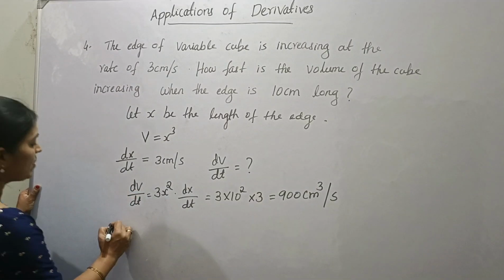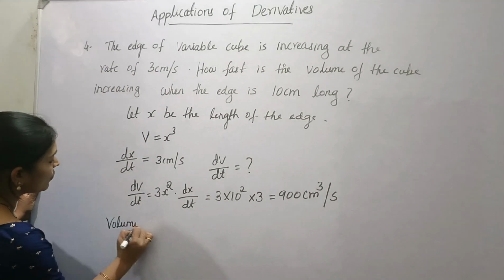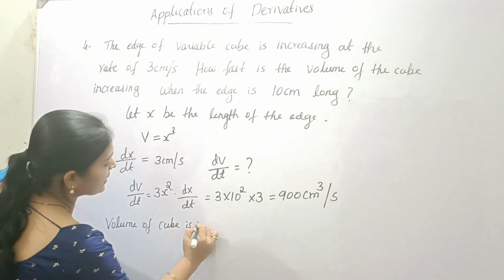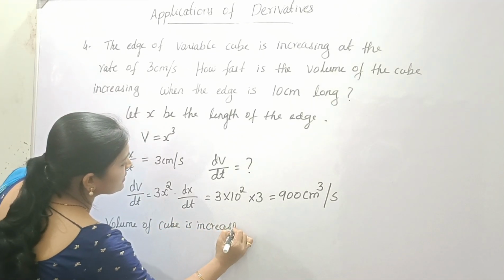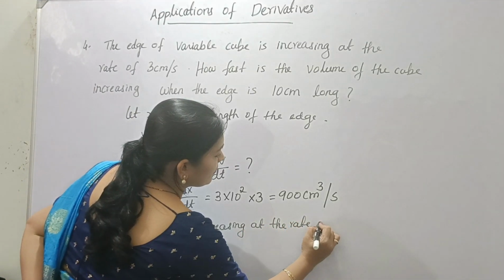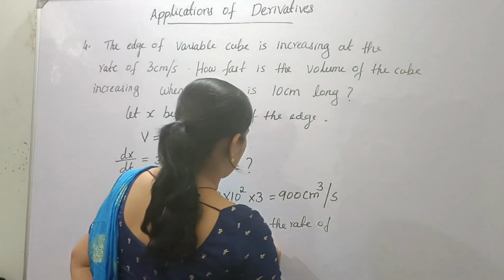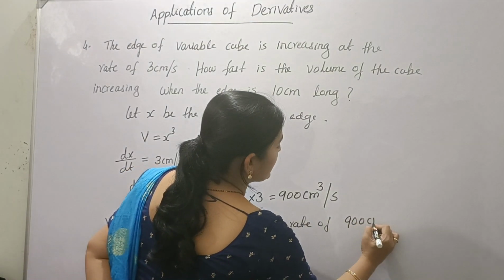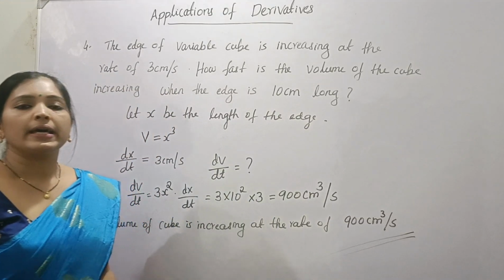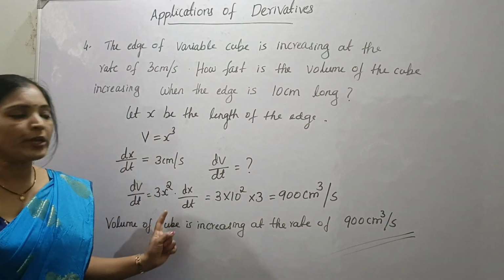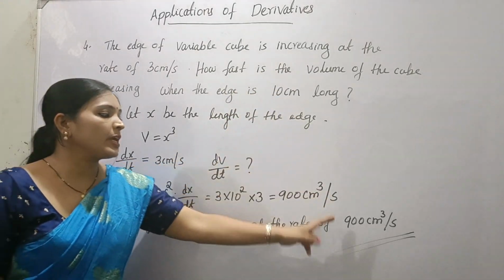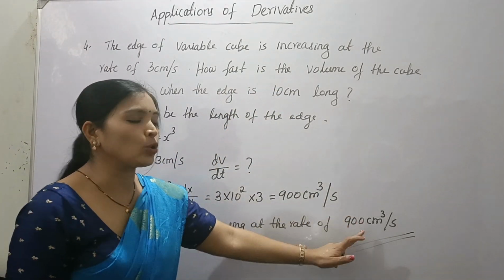So here the volume of the cube is increasing at the rate of 900 centimeter cube per second. That is the rate of change of volume with respect to time when the length is 10 centimeter long: 900 centimeter cube per second.